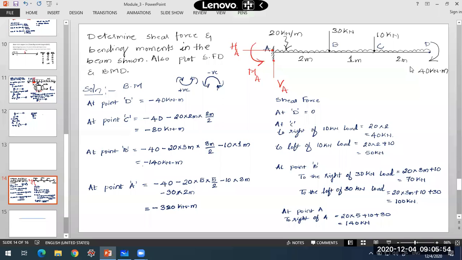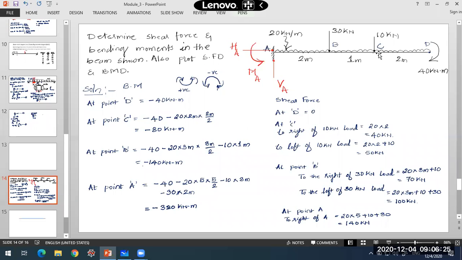Since UDL is present on this beam, the shear force will increase linearly. When I increase the distance, the value of shear force will also start increasing. Because to obtain the shear force value, what we are doing is we are taking total force to the right side of this section over here. So when I cover a distance of 2 meter, the shear force value will be 2 into this UDL of 20 kilonewton per meter, 2 into 20, 40 kilonewton.